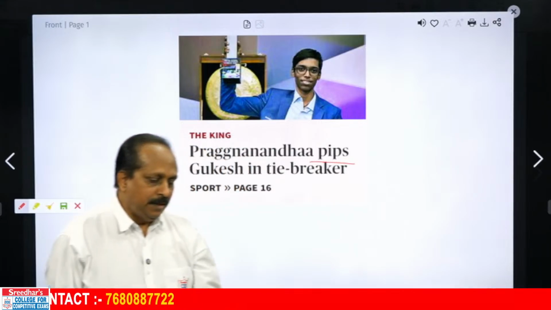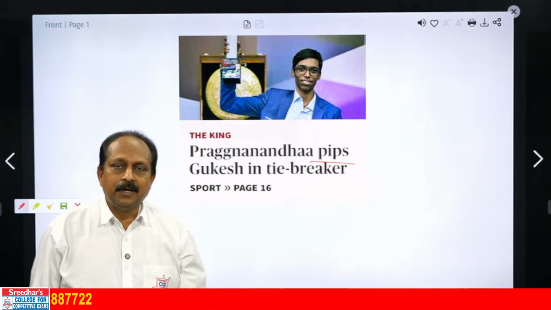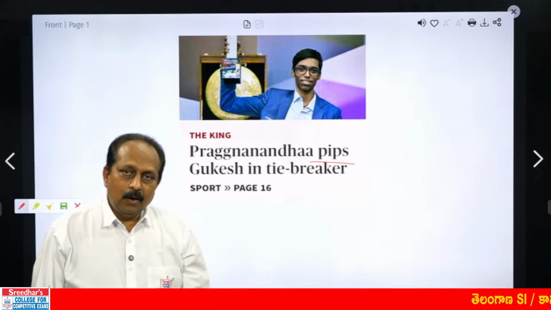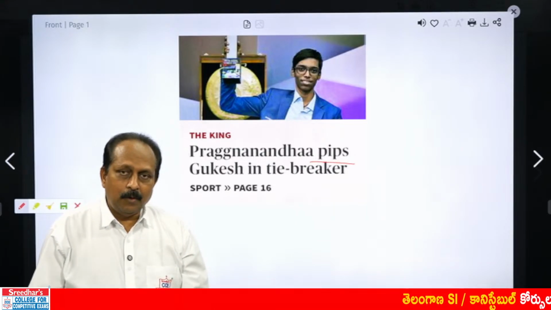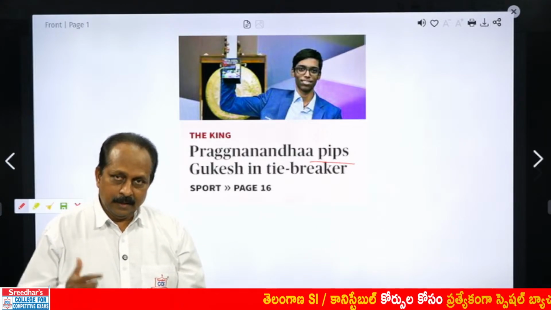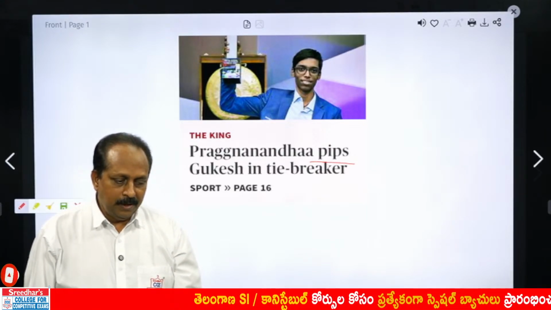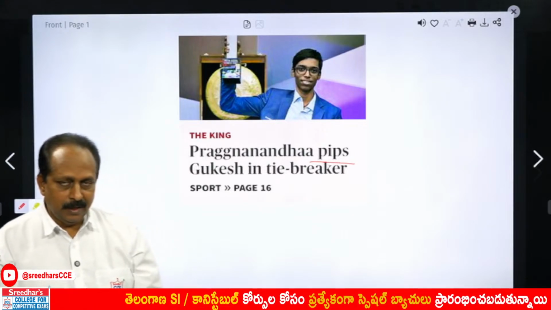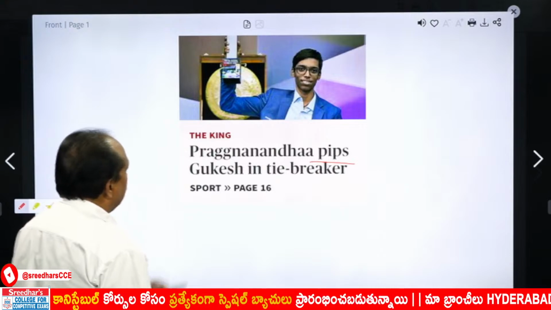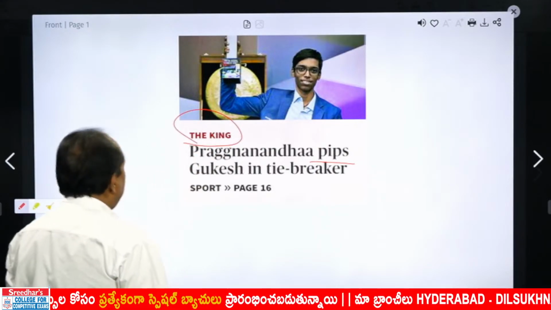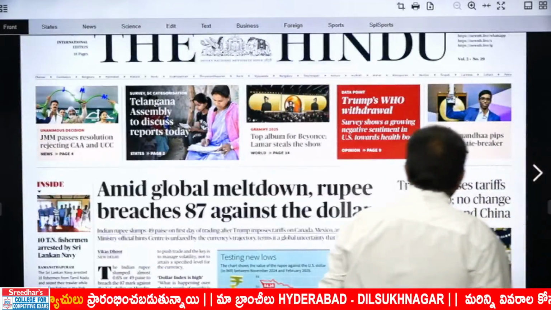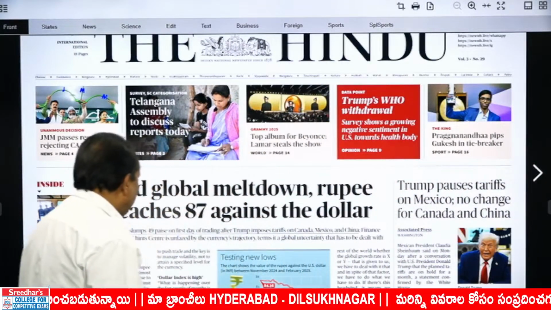Pip has many meanings. In this context, pips means to defeat someone by a narrow margin, or to win against someone at the fag end of the session. Last minute, someone wins. Another meaning, small margin. Yes, Maleshwari, very small margin. Pragnananda pips Gukesh in the tiebreaker, perhaps based on that, the king title. Both are highly talented chess players, and Gukesh, you all know he has won the world championship recently.